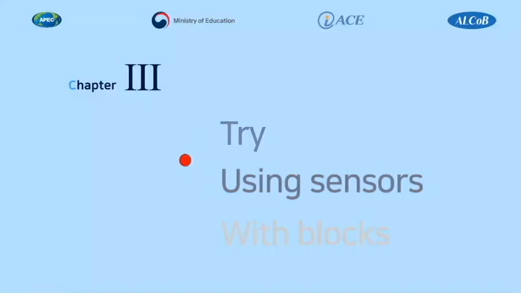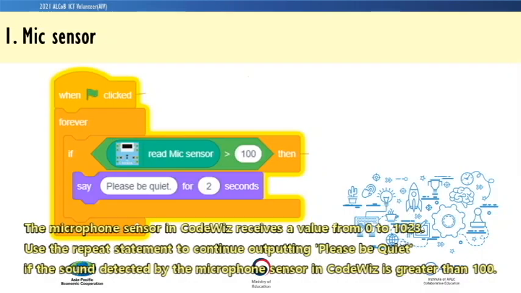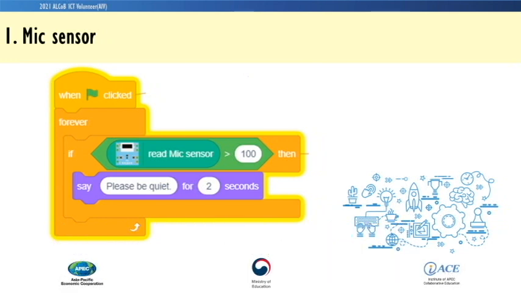Now let's try to use sensors by using various blocks in the Coding School 3 program. The first one is the mic sensor. The mic sensor in CodeWiz receives a value from 0 to 1023. Use the repeat statement to continue outputting. Please be quiet if the sound detected by the mic sensor in CodeWiz is greater than 100.